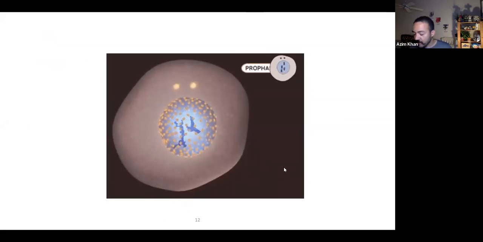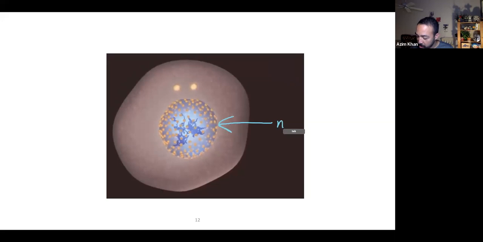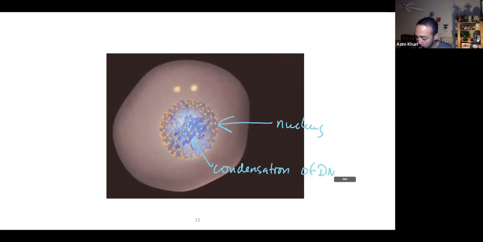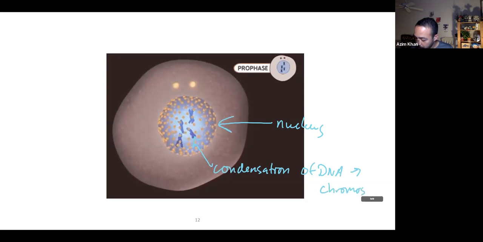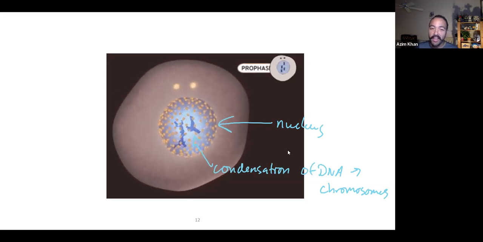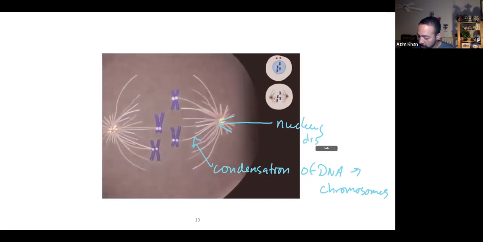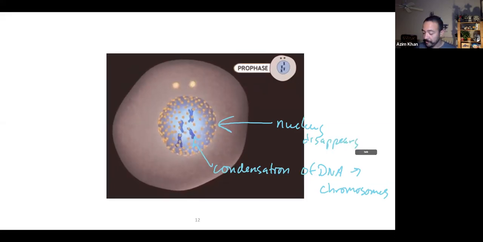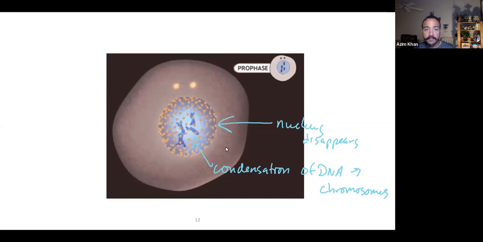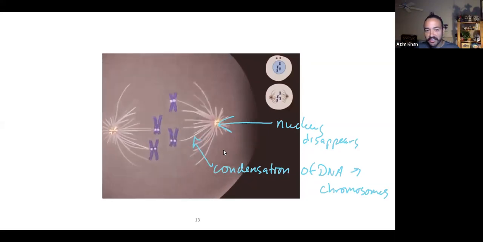Here's an animation of this process. Here's prophase happening. You can see inside of the nucleus, we get condensation of the DNA to form chromosomes. That's prophase. What also happens in prophase, and they're going to call it prometaphase, is the nucleus goes away. So here you can see the nucleus disappears. That's prophase. Let it run again. There's the nucleus disappearing. And we're going to get these spindles to attach to the chromosomes.